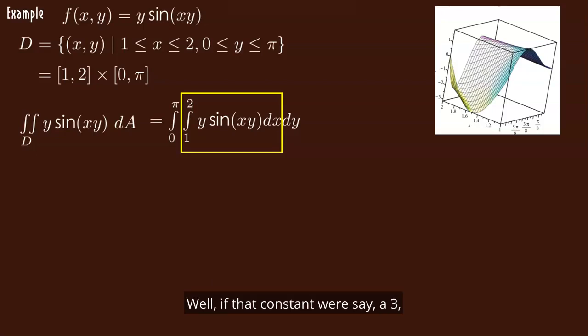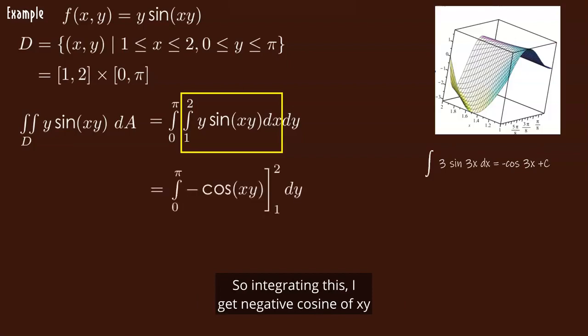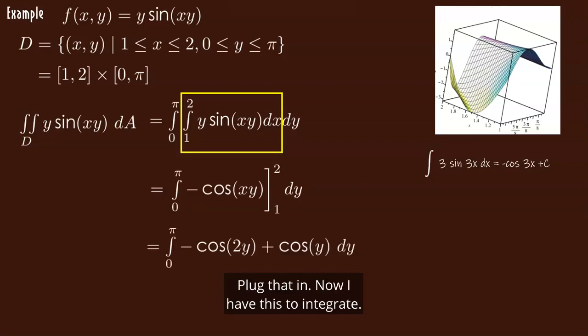Well, if that constant were, say, a 3, let's go over here and look at this. If I had 3 sine of 3x dx, that's easy. It's just negative cosine of 3x. You're undoing the chain rule there, plus C. So I'm going to choose to do it that way first. So integrating this, I get negative cosine of xy, and the x goes from 1 to 2. Plug that in. Now I have this to integrate.